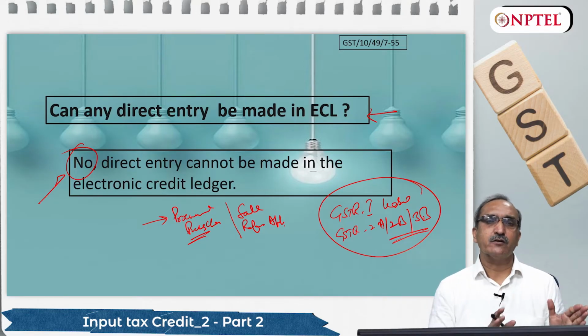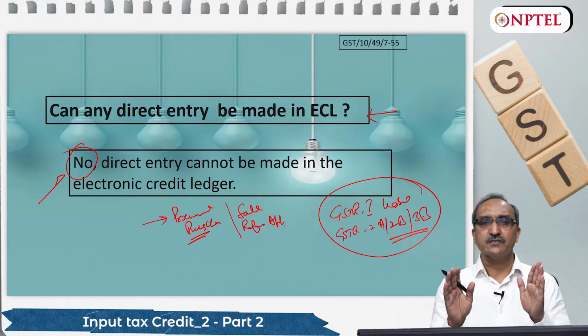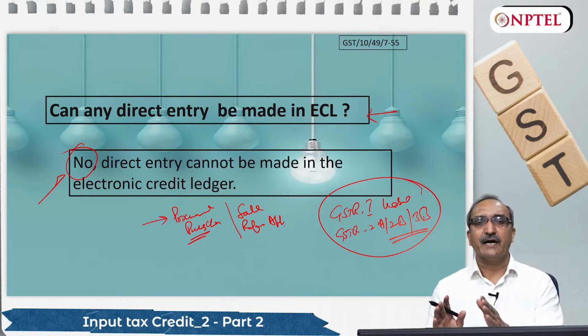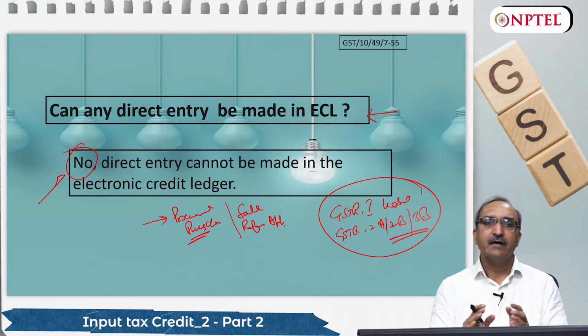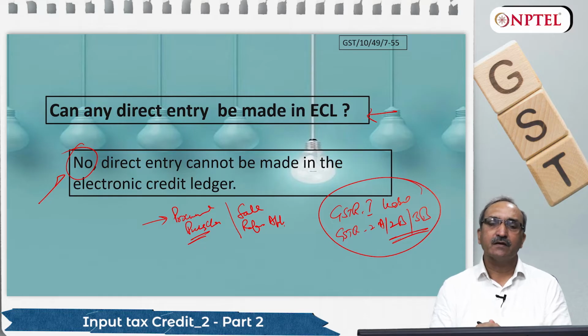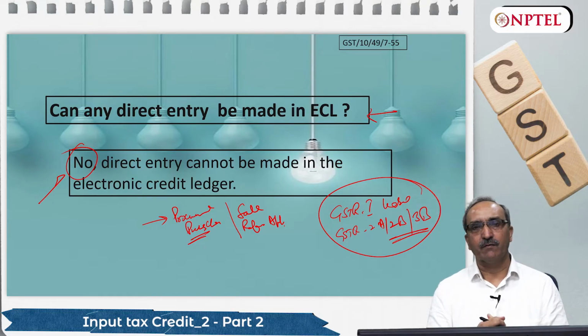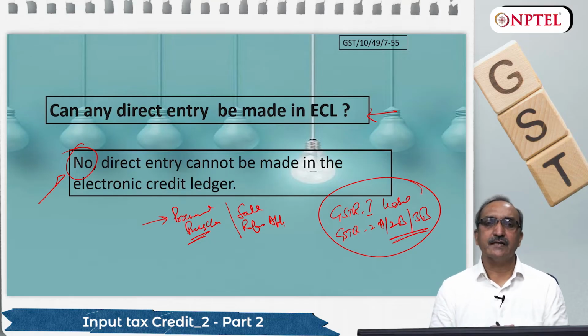So this way the electronic credit ledger is maintained, which shows you how much ITC is available to you, how much tax liability you are having, and if you set off this liability against your ITC ledger, how much balance is available to you. And if your liability is more than the balance available in the credit ledger, then you have to pay in cash.